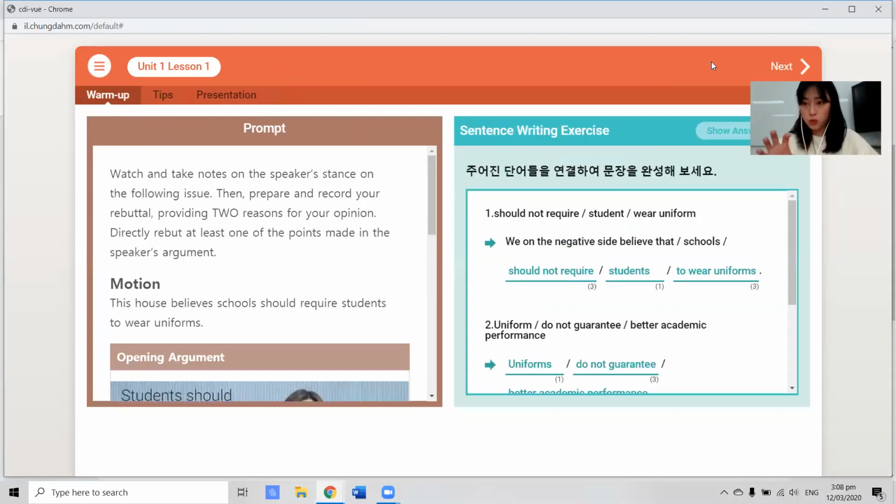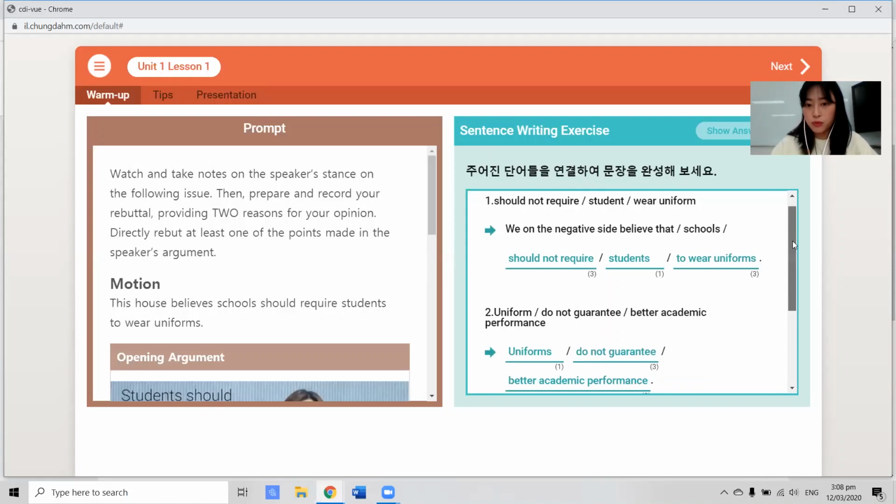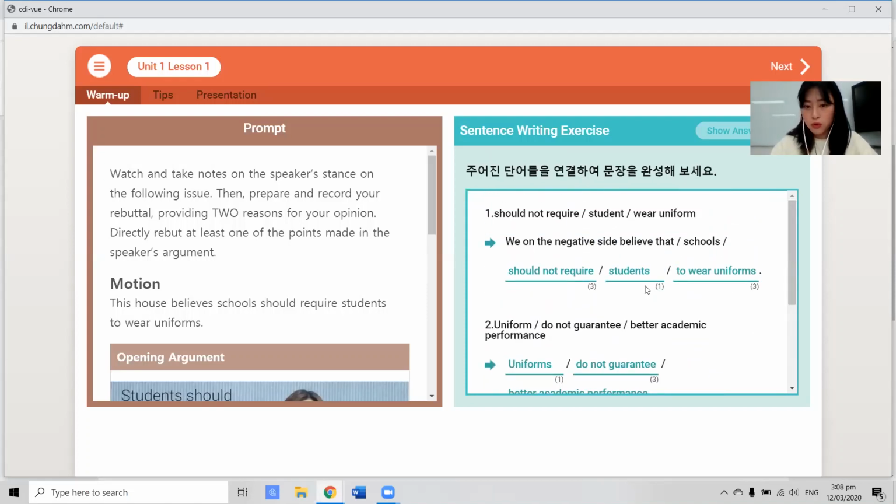So basically, when you open it, because you haven't done it, you will start off with this warm-up page, and you will get the sentence writing exercise page on the screen for you. Here, as you can see, there are three questions, and the mint colored answers are the answers that I have typed in, but for you, they would just be blank lines. All you need to do for this one, I'll use a pen to show you, is that each question comes with about three words in brackets. So here: should not require, student, wear uniform.